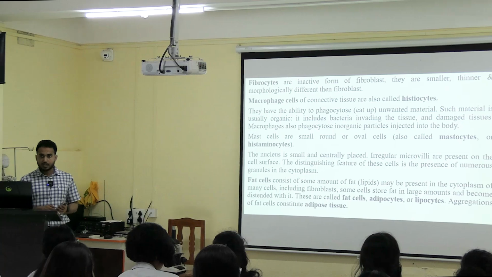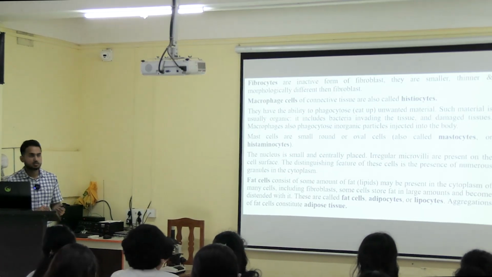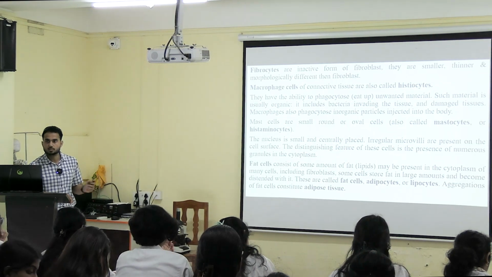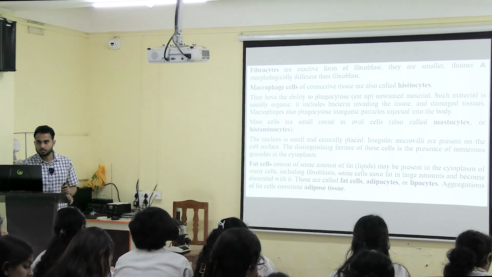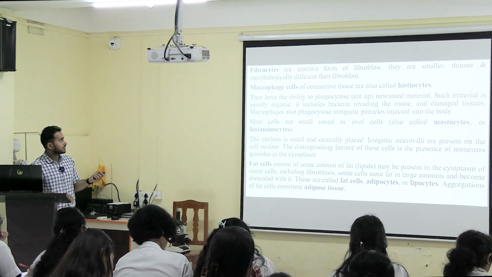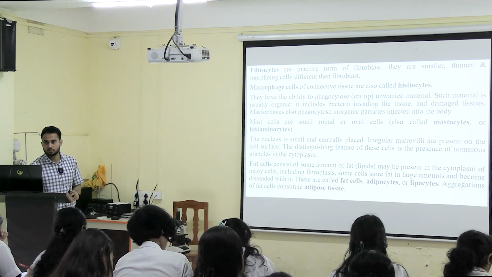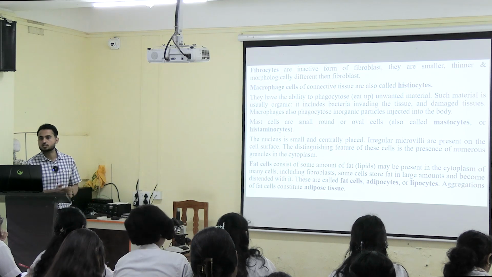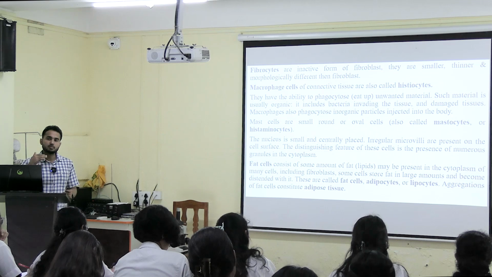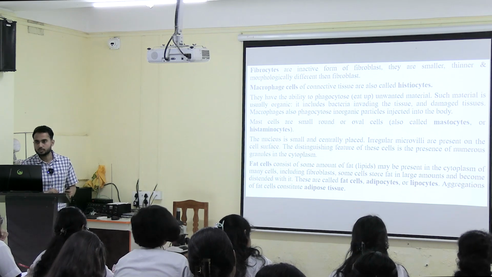Next, after that, fibrocytes are there. Fibrocytes are the inactive form of fibroblast, or you can also say immature cells. They are smaller and thinner and morphologically different from the fibroblast. That means the appearance is also different. They are immature cells. They will mature and then they will become the fibroblast.